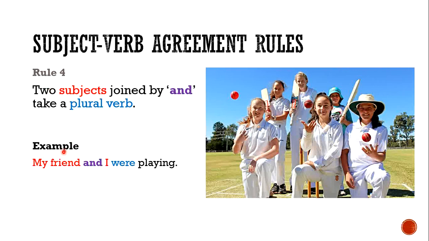When two subjects are joined by and, the verb is generally plural. That means more than one person. That's why the verb is plural. This is pretty simple. Let us move on to the next one.